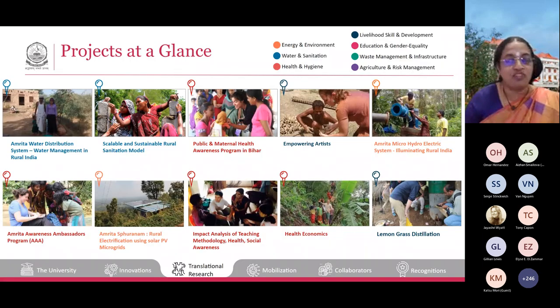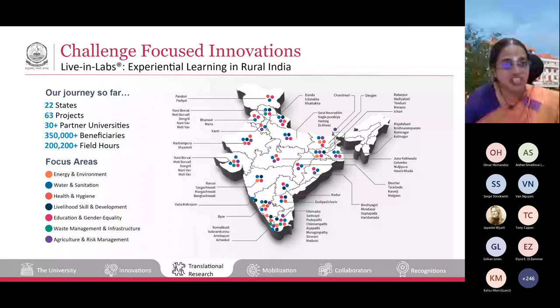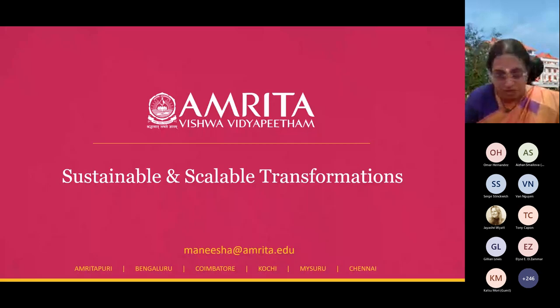And these are some of the projects which we have done in each of these areas, providing water distribution systems, the sustainable rural sanitation model, maternal health, empowering artists, lemongrass distillation, health economics, rural electrification, banana fiber sanitary napkins, rice cycle, which is a low-cost rice planting device, e-cycle for providing energy and education access, sustainable livelihood, load-carrying assistive device, etc. As of today, across India, this is our presence: 22 states, 63 projects, 30-plus partner universities benefiting the communities. We have given solutions to each and every area in these communities.